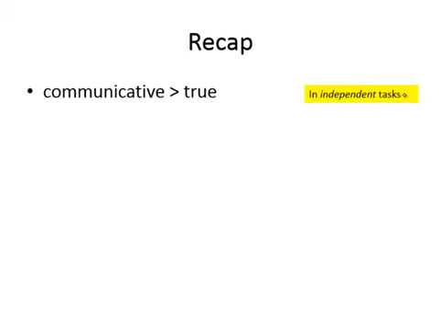So the overall idea here is that it's more important that you communicate than tell the truth in the independent tasks. So it's okay to lie, but only for the independent tasks. For the other ones, you need to talk about what you heard and read.